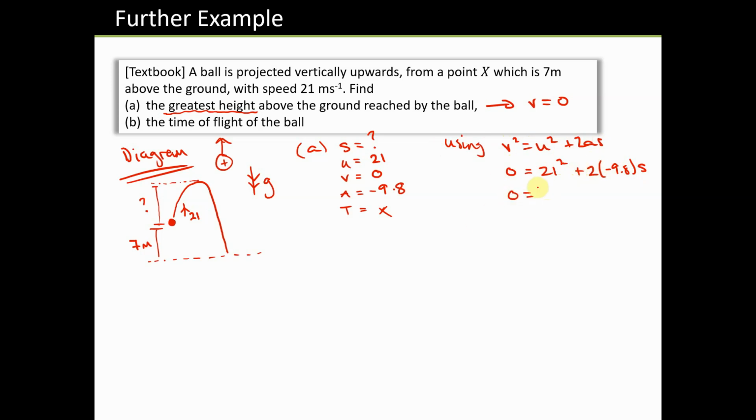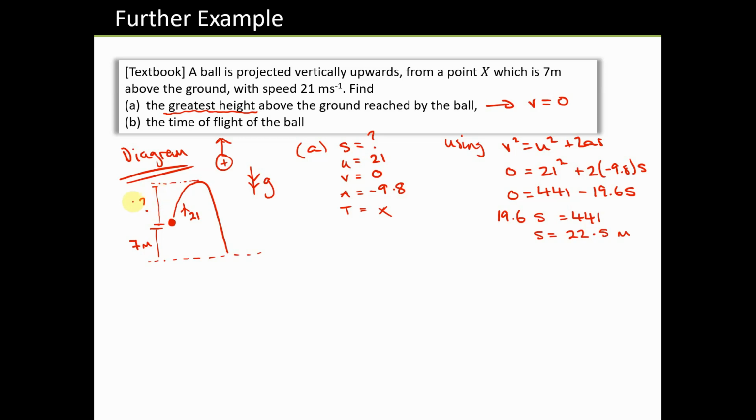So we're going to get 21 squared is 441. This is minus, because we've got minus 9.8 here, minus 19.6 s. Make sure your s doesn't look like a 5 like mine always do. I'm going to add the 19.6 s to the other side, and then I'm going to divide by it. So 22.5 meters. Two things we need to do.